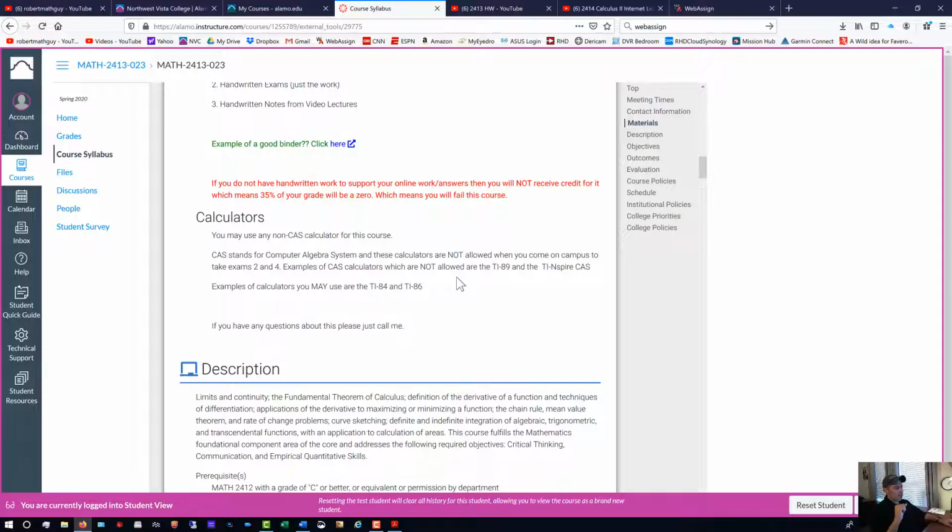Those calculators are not allowed. So if you have any question on whether or not the calculator you want to use at exam 2 and 4 is allowed, I would contact me first. And if you're in the market for one, just get in touch with me, because I recommend the TI-84 or TI-86. Those are good calculators. A lot of people use those. But you need a calculator for this class.